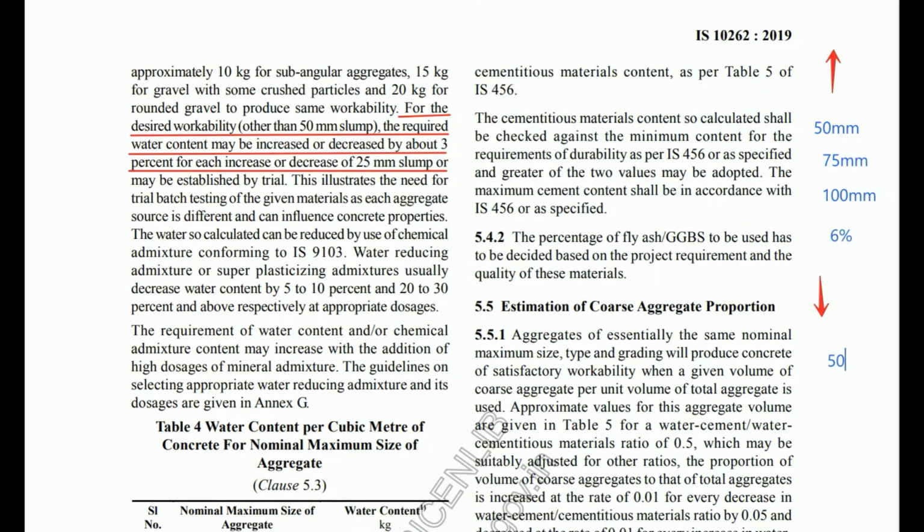Similarly, let's look into the example for decrease. 50 mm is the given one, and if we have the value of 25 mm slump, then we need to decrease the water content by 3%. So in this way we need to do. We need to keep on increasing the water content by 3% if the slump is increased by 25 mm. If the slump is decreased by 25 mm, then we need to decrease the water content by 3%.